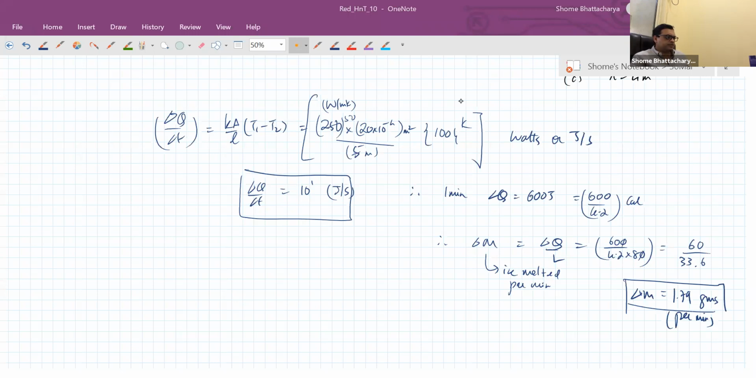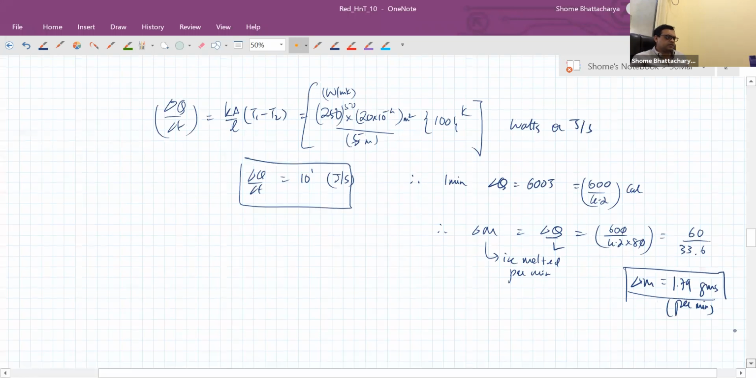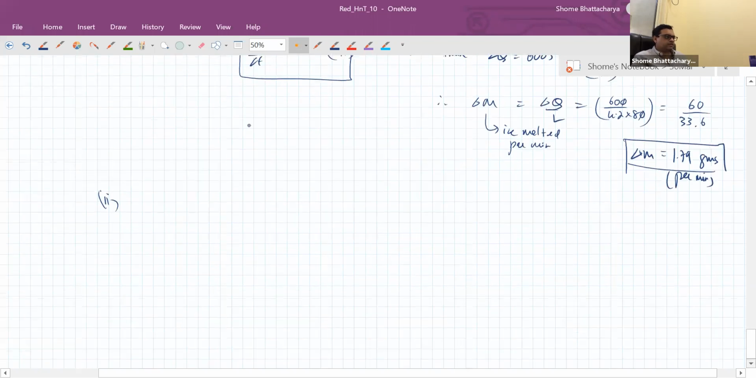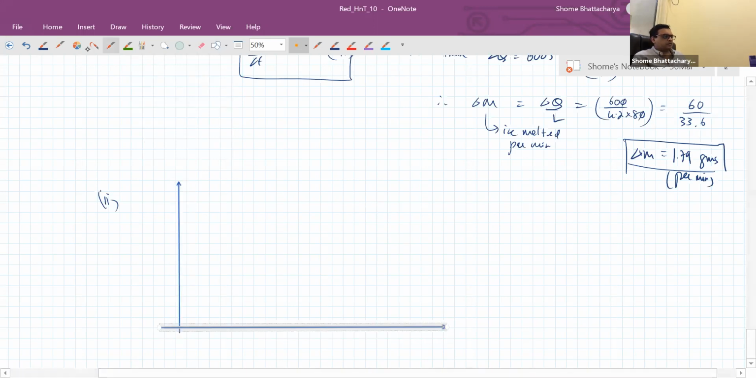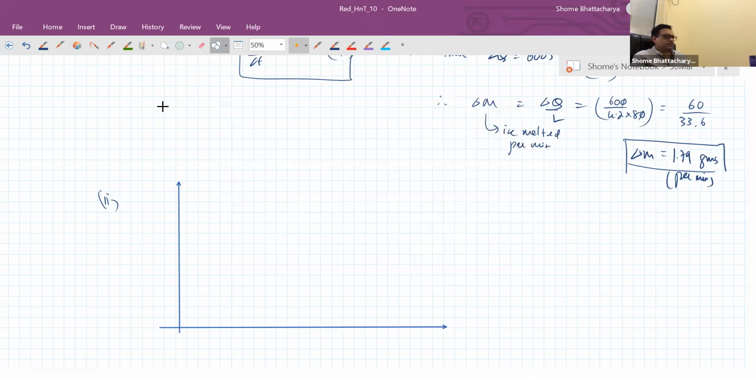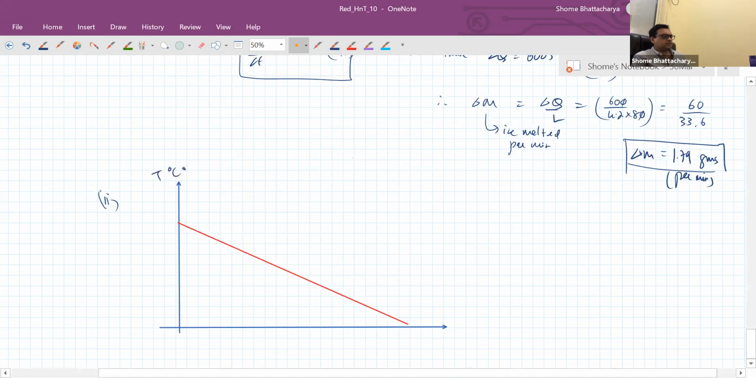Now for the second part, we just have to use the formula for temperature gradient, right? Second part, you can just think of it like making a graph. So across 5 meters, our temperature is dropping by 100 degrees C. So per meter, it is dropping by 20 degrees C. So we plot in degrees C.